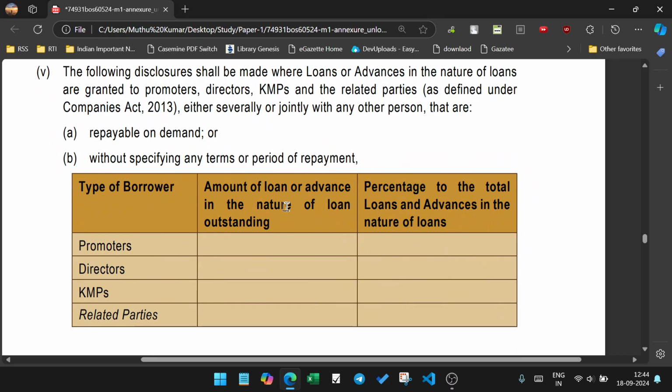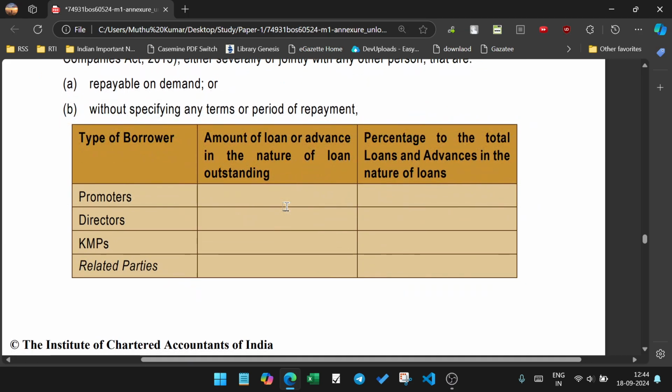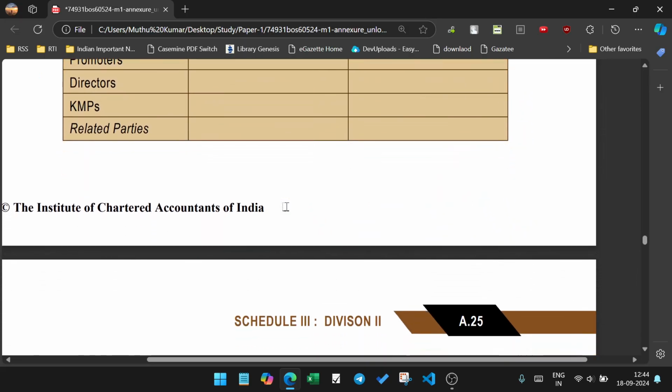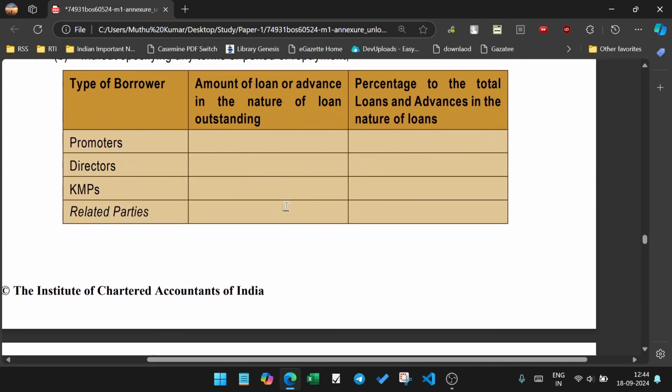Specify also the terms and period of repayment. Types of borrowers, amount of loans and advances in the nature of loans outstanding, and percentage of total loans and advances in the nature of loans outstanding: promoters, directors, key managerial persons, related parties. What are the loans outstanding? Percentage of loans outstanding and nature of loans.